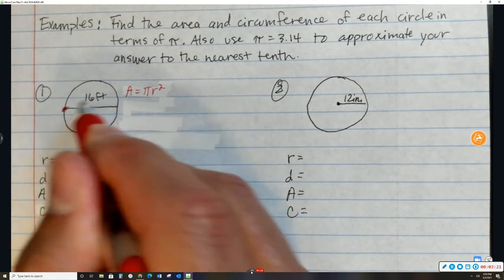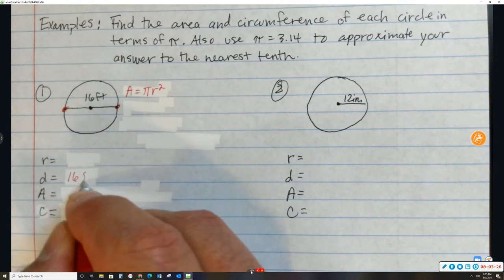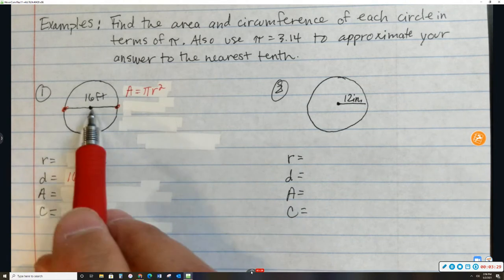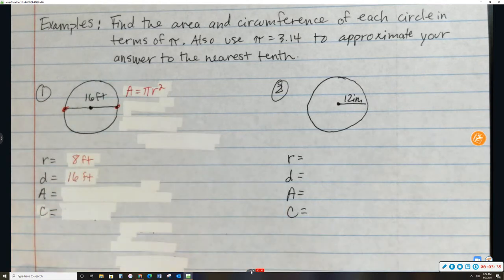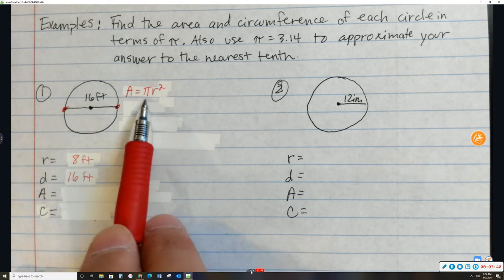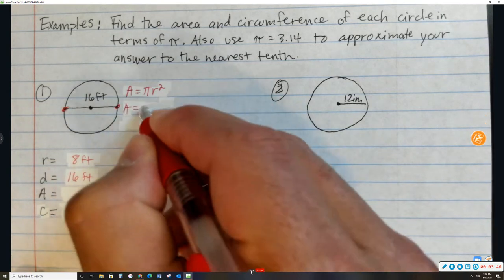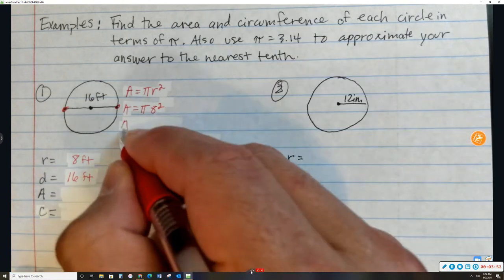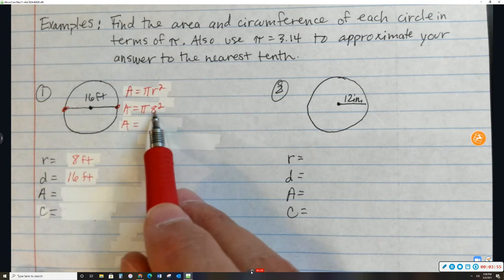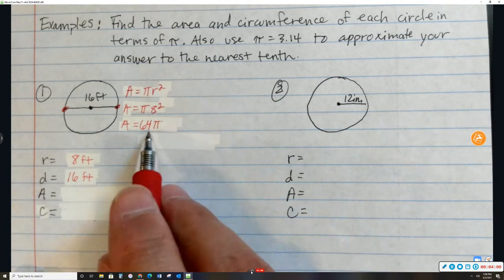So let's take a look at the diagram. Because the line goes from one side of the circle all the way through to the other side, I know that's the diameter. The diameter is 16 feet. And half of the diameter is the radius, 8 feet. Okay, so with my area formula, I'm going to use the radius. So area equals pi, and the radius was 8 squared. Okay, so then if I just multiply the numbers, 8 times 8 is 64. So I know the area is 64 pi.